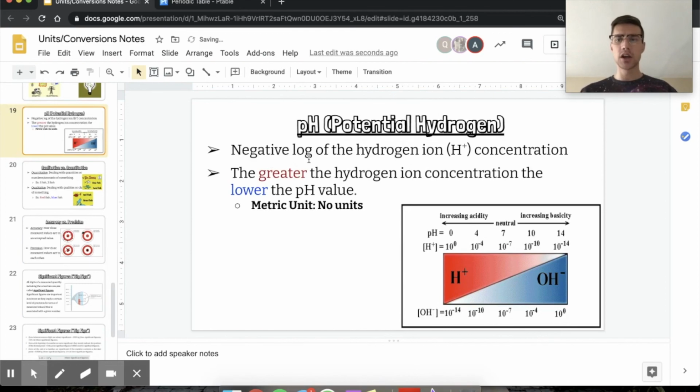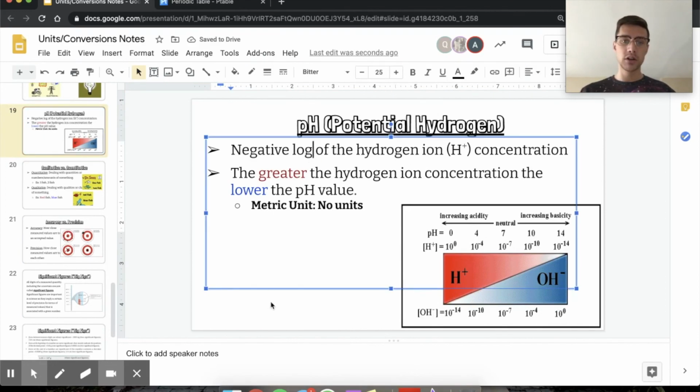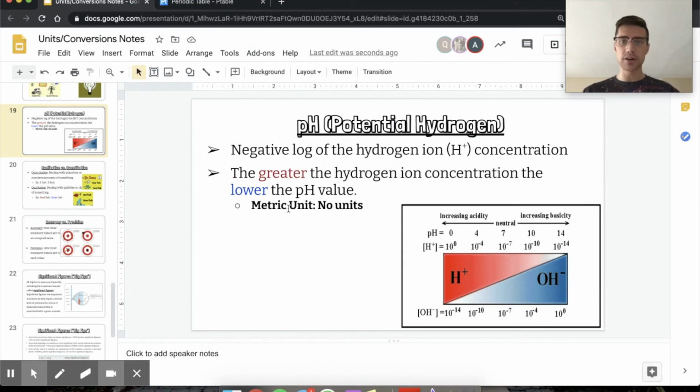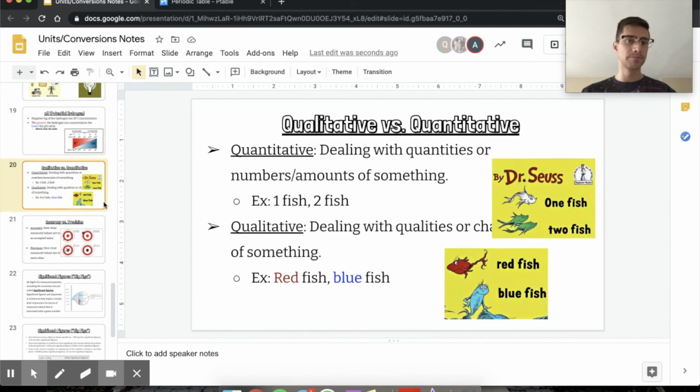pH is referred to as potential hydrogen. I don't really want to talk about this now because this isn't a concept we need until like unit 8. So we'll get to this when we talk about acids and bases.